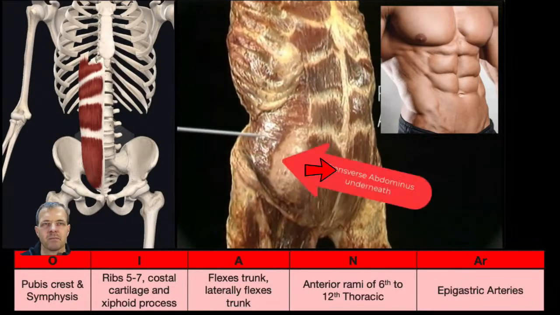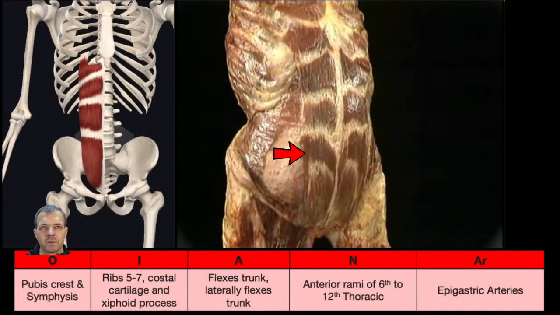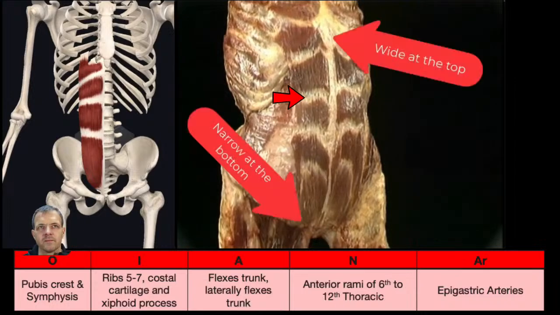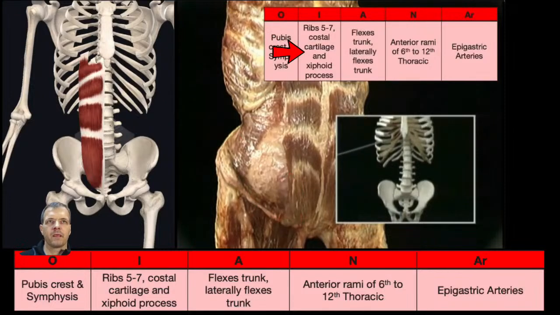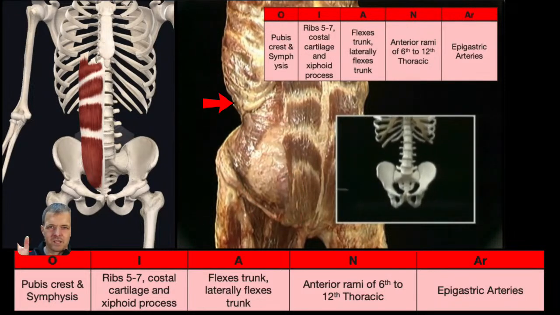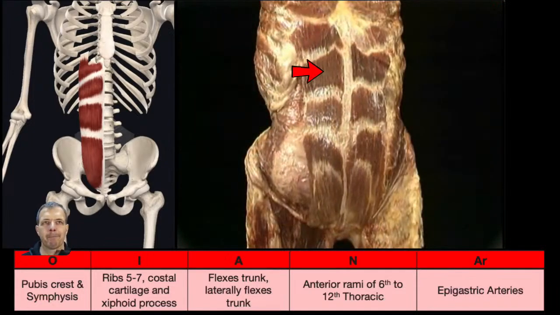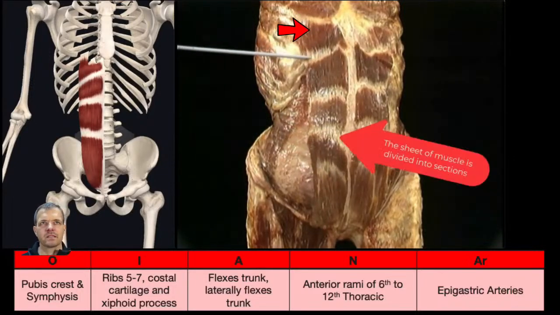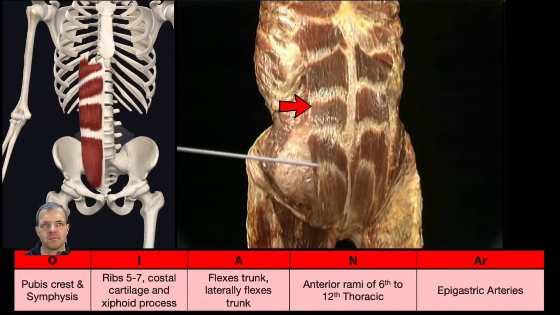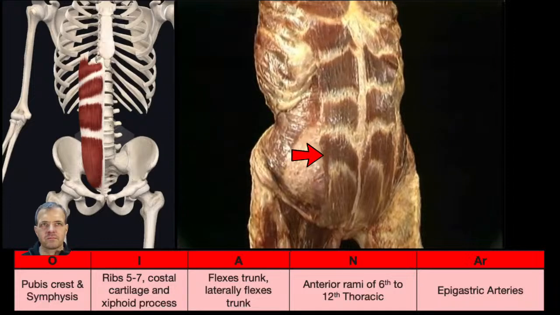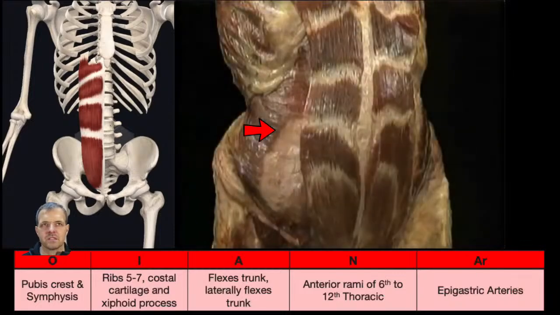So yeah, there's your six-pack muscles. Obviously no connective tissue on this one. Transverse abdominis underneath. We've got narrow at the bottom, wide at the top. Rectus basically means a straight line, like rectus femoris. So there's the rectus coming all the way from the ribs. It's divided into sections, so we've got these tendinous sections in between. And then hopefully we'll be able to see just underneath where it attaches in a second.